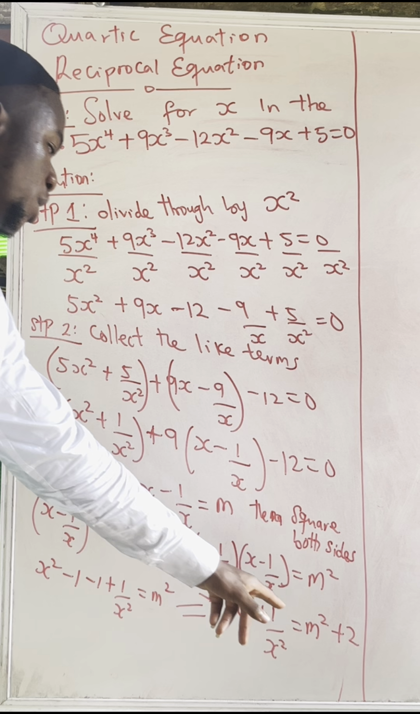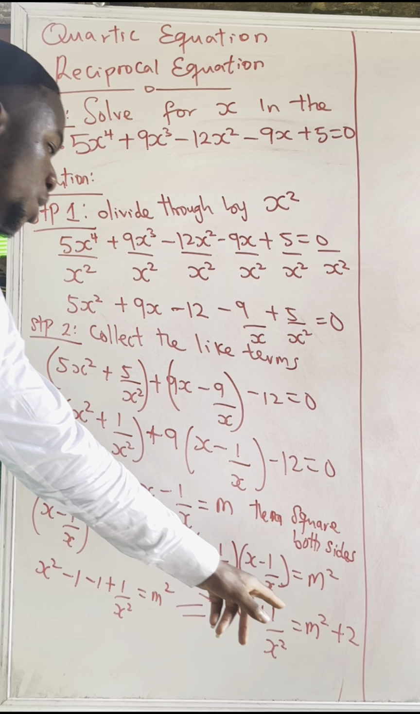So once you've done this, you are going to factorize the common number. So what is common to this and this? That is 5. Open brackets. X squared plus 1 over x squared. What's common to this and this? That's also what? 9. Open brackets. X minus 1 over x minus 12 equals 0. So that is the first 2 steps in attempting this type of question.